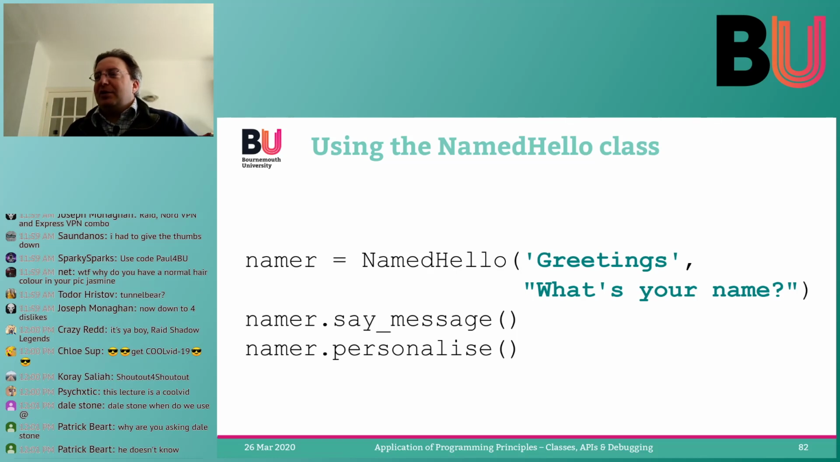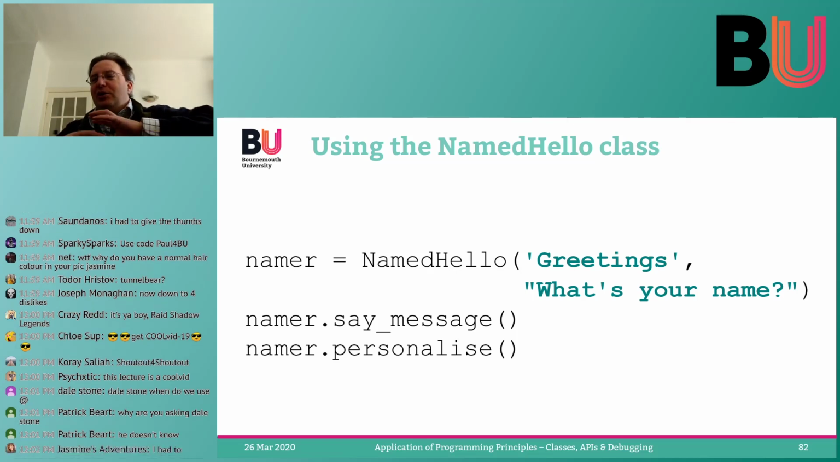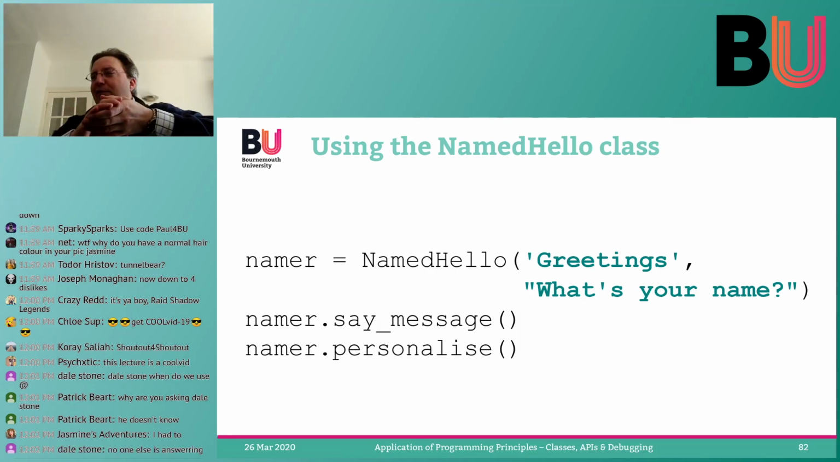So yes, this @ thing is an annotation, which changes the way that Python understands what your function is about.